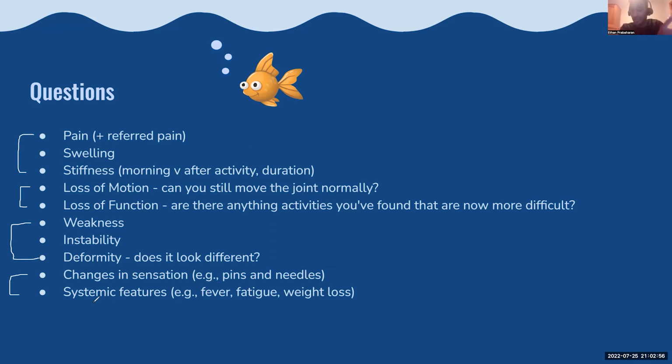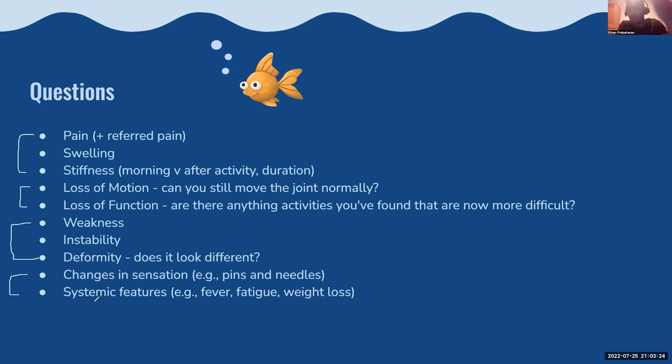So you're asking about pain. Referred pain is pain in a different part of your body. Sometimes, if there's an issue with your elbow, or a nerve that's been damaged, you might actually get pain in your shoulder, for example. Swelling, stiffness, you want to ask about if there's stiffness in the morning or stiffness after activity. And if there is, how long does it last for? Because you're thinking potential arthritis or joint inflammation with those ones.